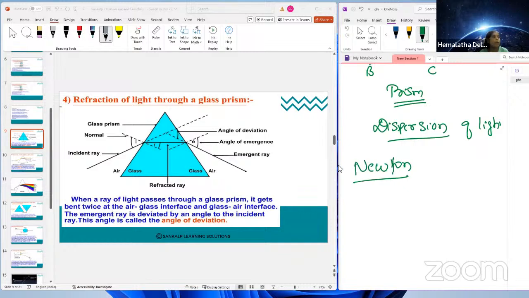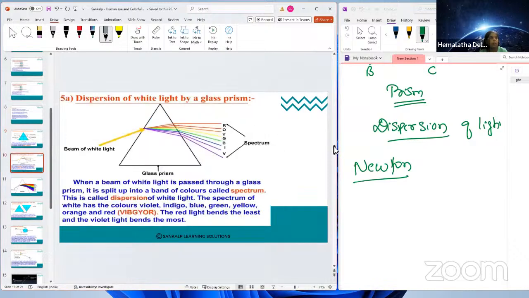He took one rectangular prism like this, and he made a white light fall through that one. White light means the light from the sun, directly. Direct sunlight is in a white color.